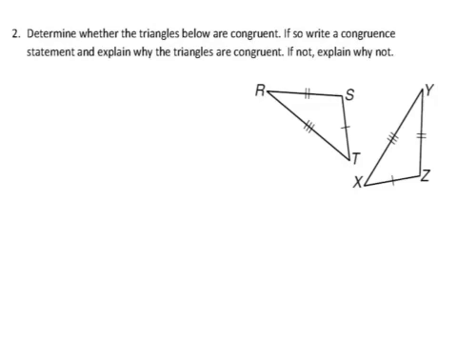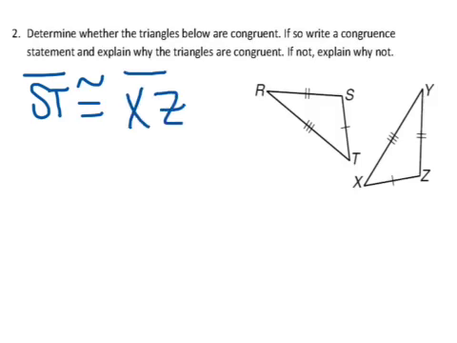It reads that we want to determine whether the triangles below are congruent. If so, we'll write a congruence statement and explain why the triangles are congruent. If not, we'll explain why as well. Now, remember, we indicate that two sides are congruent to each other in a diagram using the same amount of slashes. We have that ST is congruent to XZ.